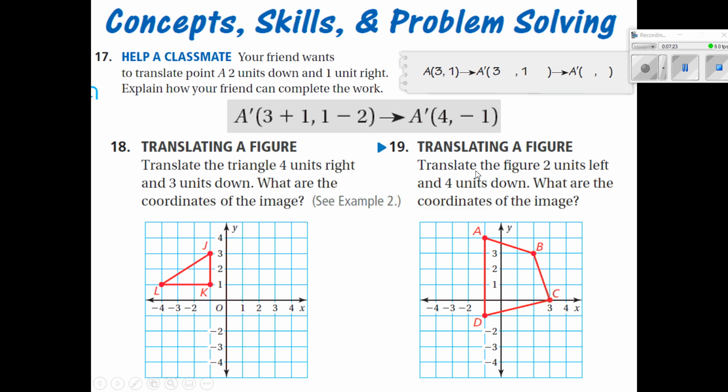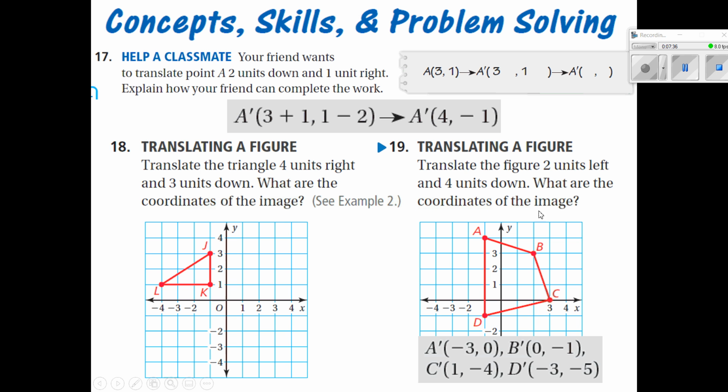Number 19 says translate the figure 2 units left and 4 units down. If I do that, my new coordinates are going to be (-3, 0) for A. B is going to be (0, -1). C is going to be (1, -4). And D, of course, will be (-3, -5).